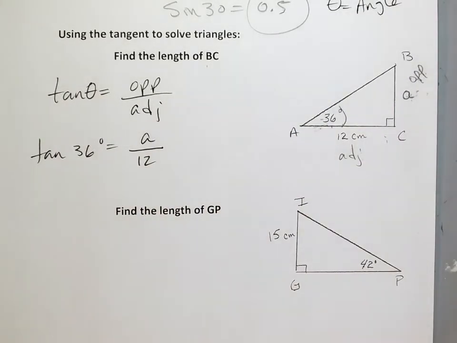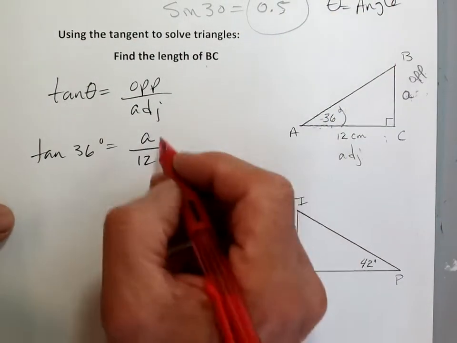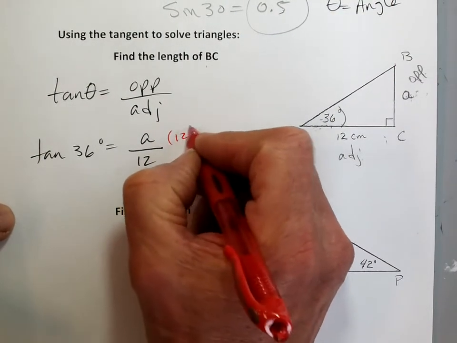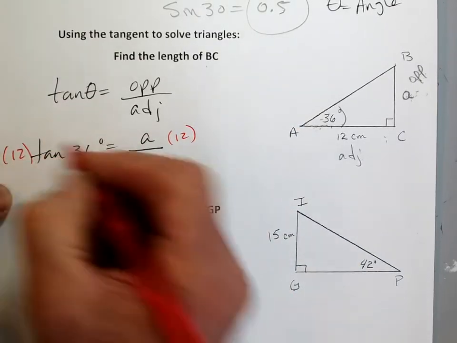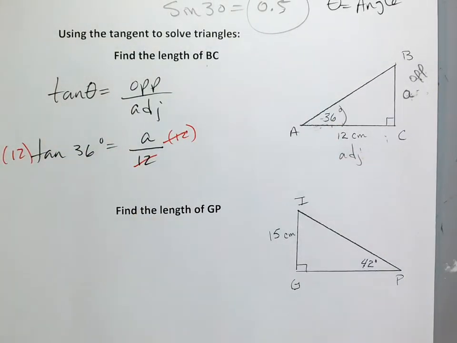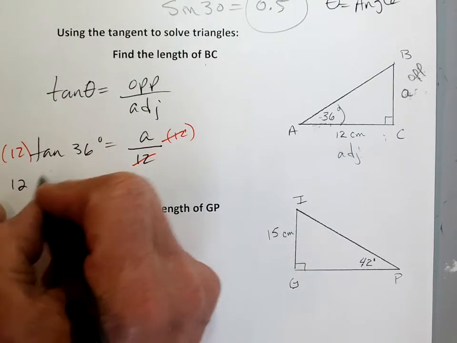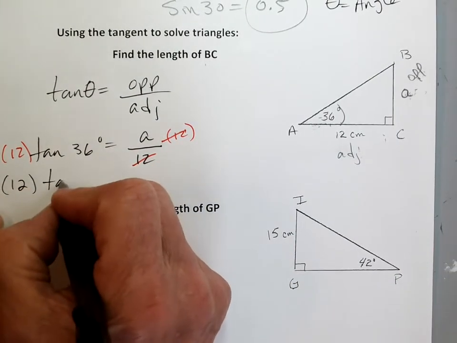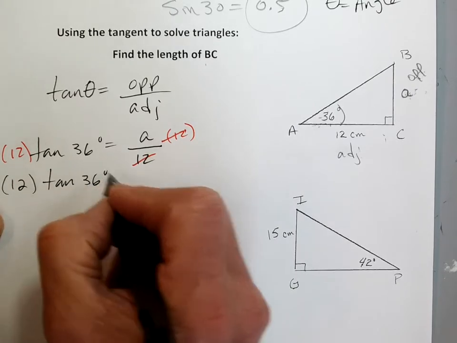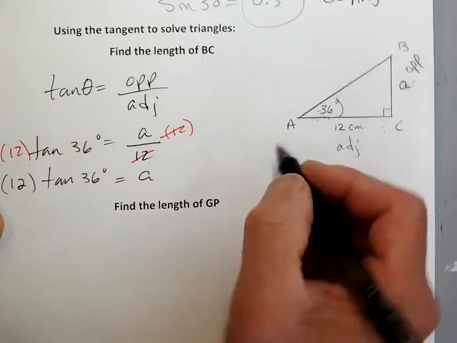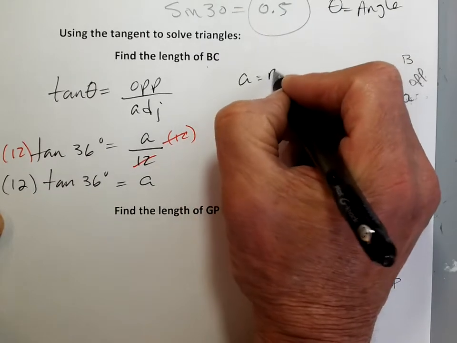Now to solve for this, what I'm going to do is cross multiply. I'm just going to multiply both sides by 12. And then I'll have 12 times the tangent of 36 degrees equals A, which A, of course, is BC.